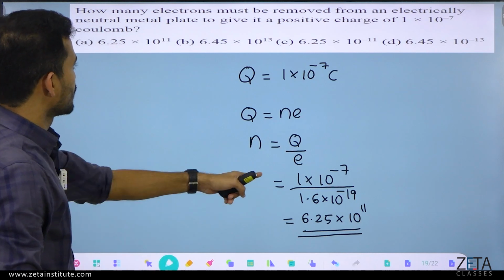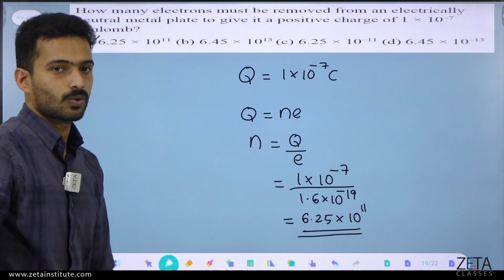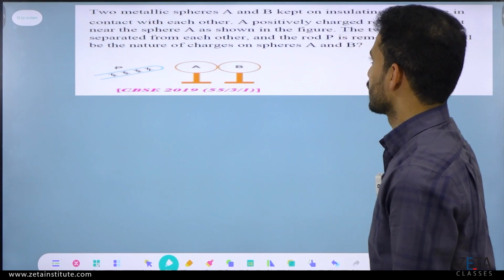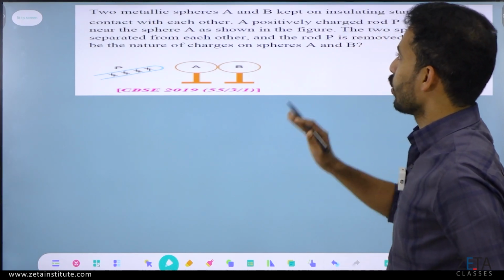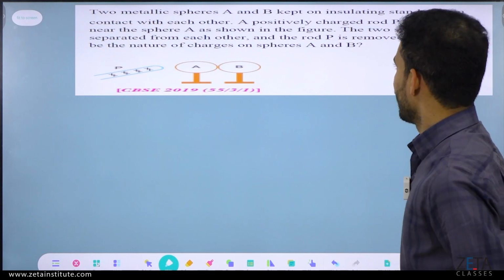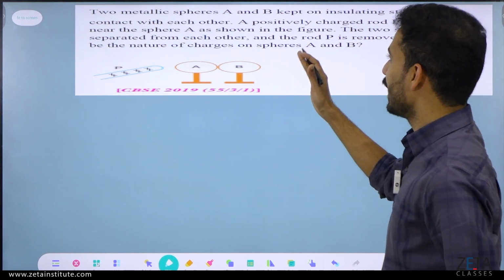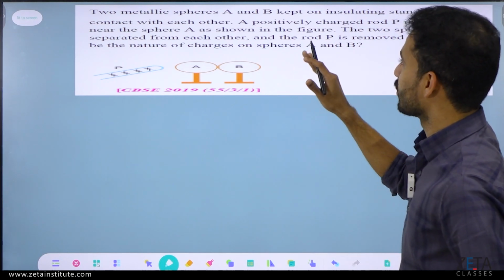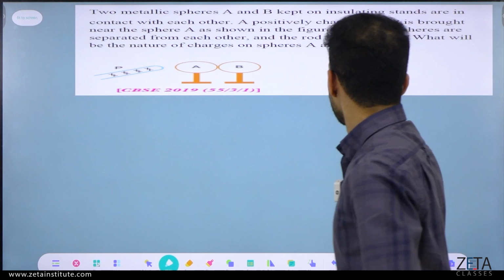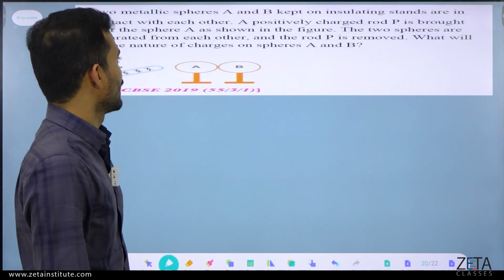So what is the answer? That is 6.27 into 10 raised to 11 electrons. Two metallic spheres A and B kept on insulating stand are in contact with each other. A positively charged rod P is brought near the sphere A as shown in the figure. The two spheres are separated from each other and the rod P is removed. What will be the nature of the charge on the sphere A and B?